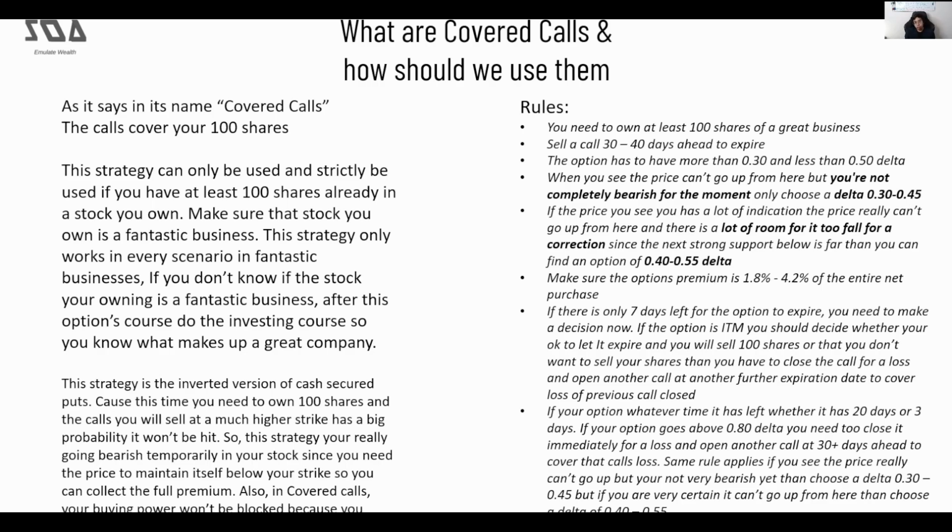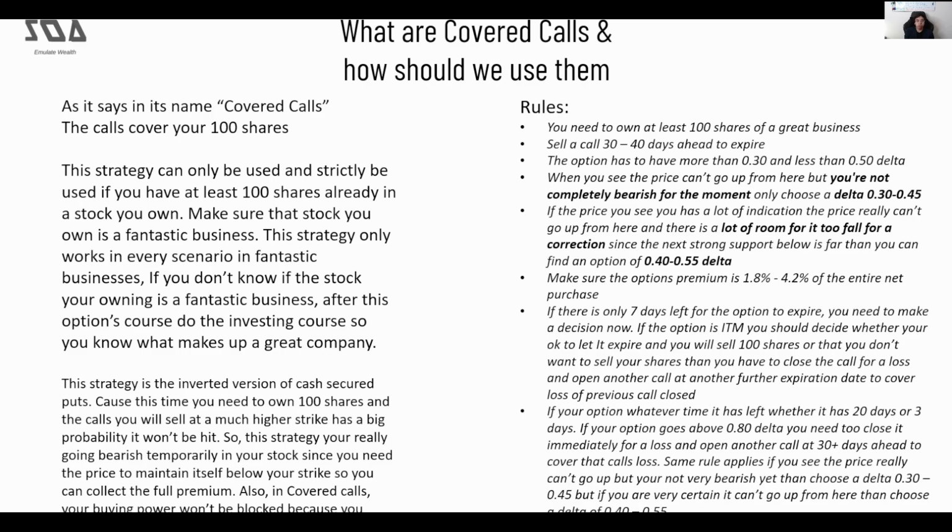Well, covered calls comes from its name. The call is covering your 100 shares. So this strategy can only be used, and strictly be used, if you already have at least 100 shares in a stock that you own. That stock, of course, needs to be a fantastic business. This strategy only works in every scenario if it's a fantastic business. If you don't know if the stock you're owning is a fantastic business, after this option course, do the investing course so you know what makes up a great company.